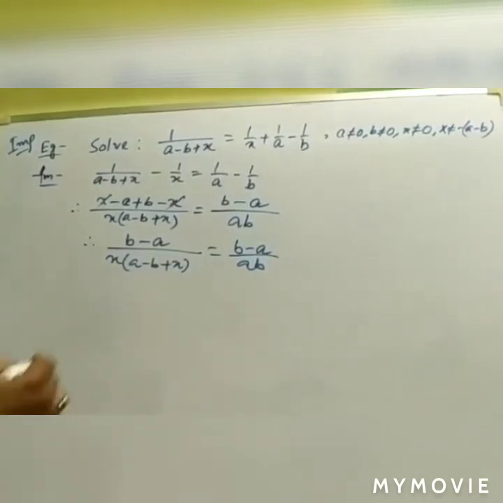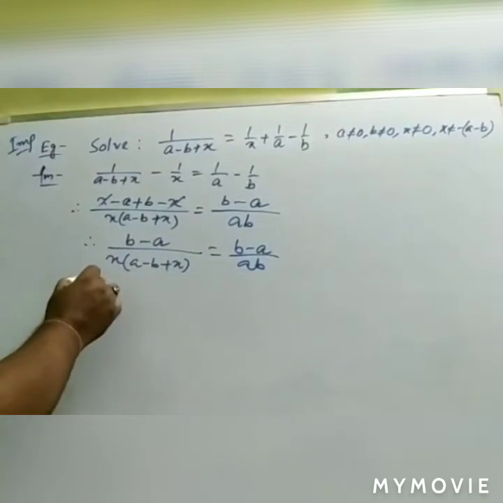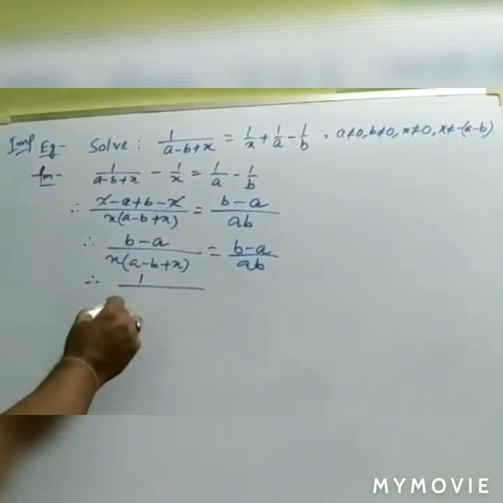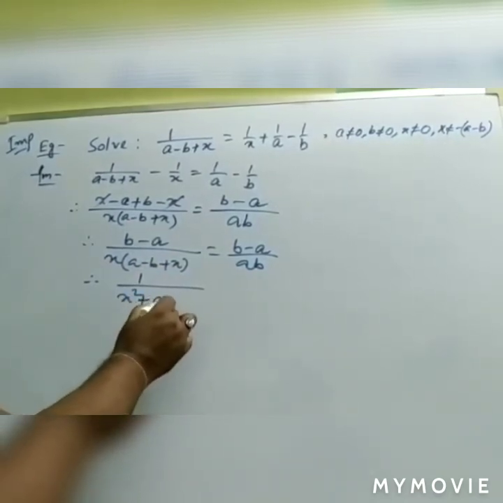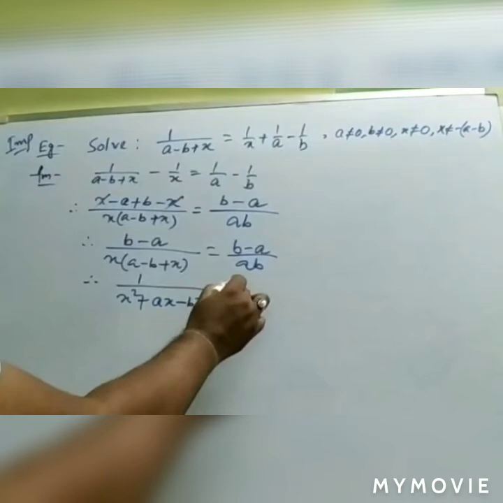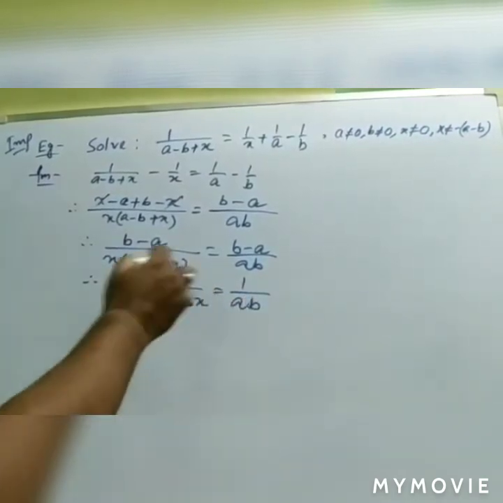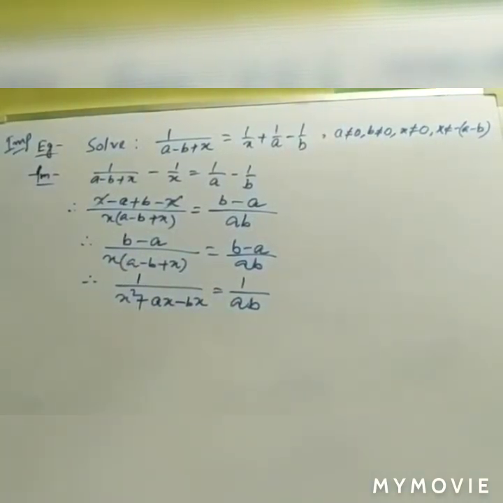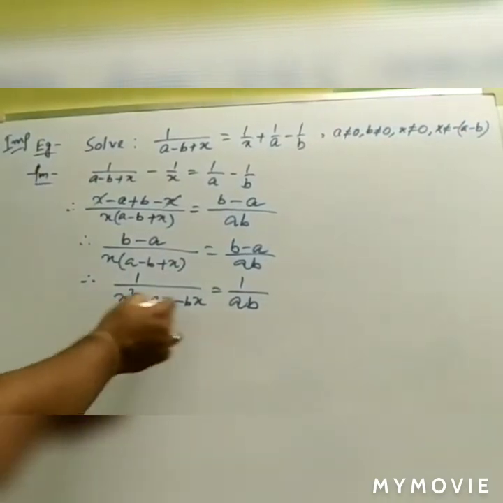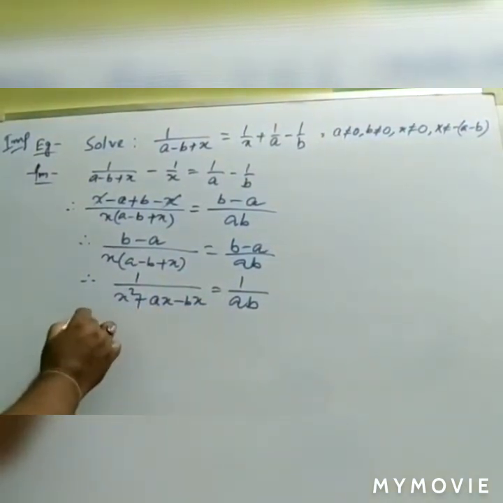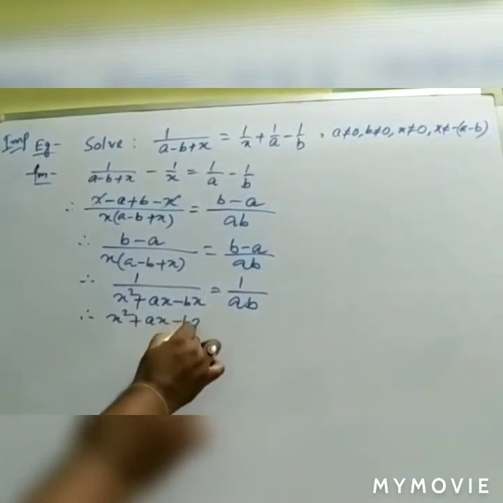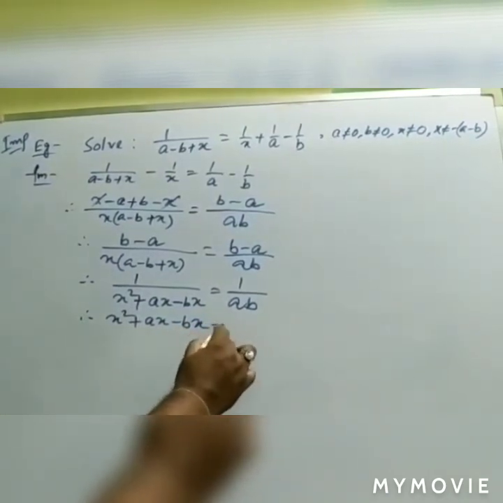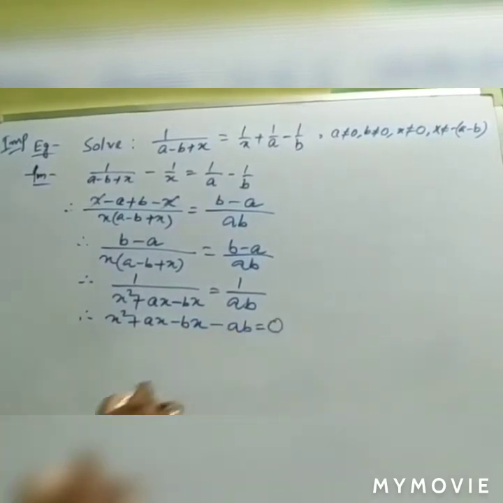Okay, so as it will cancel, it will become 1, so it will be 1 by, and if we multiply this, it will give x square, we are multiplying with x, after that ax minus bx equals to 1 by ab. Now we will do cross multiplication. So you can see both numerators are same, so denominators will be same. So that is x square plus ax minus bx equals to ab, and that ab we are taking in the left side, that is minus ab equals to 0. So we got the quadratic equation.